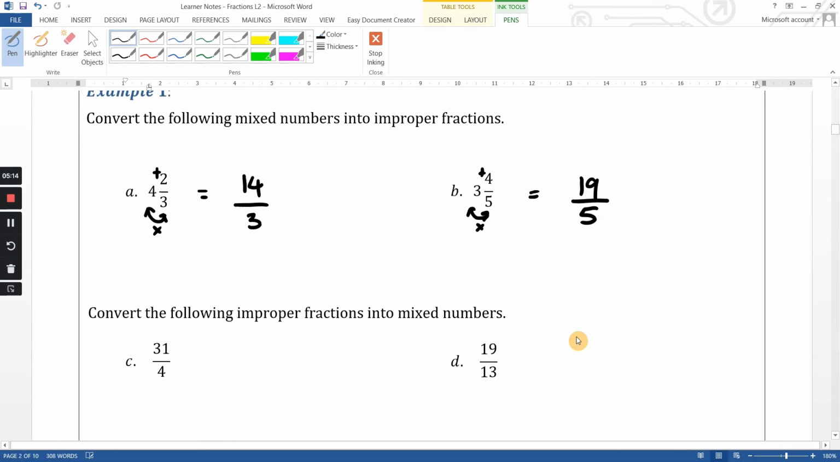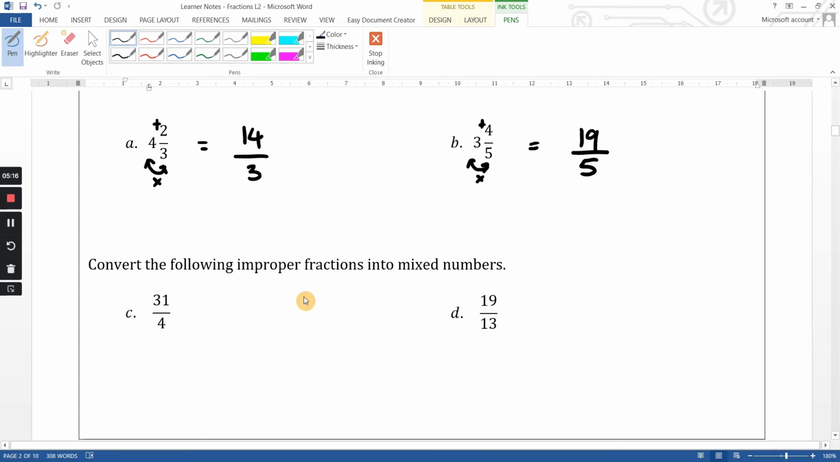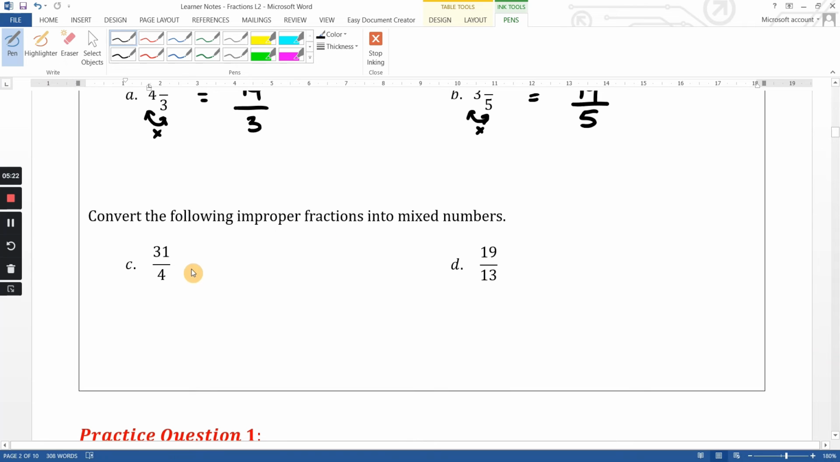Okay, and then you need to know how to change from an improper fraction to a mixed number, so going the other way. And the way to do these is you literally do what it says. So this is saying 31/4, which means 31 is being divided by 4. So if you're not sure, what I would recommend is try and do these in your head. You know, see how many 4s go into 31.